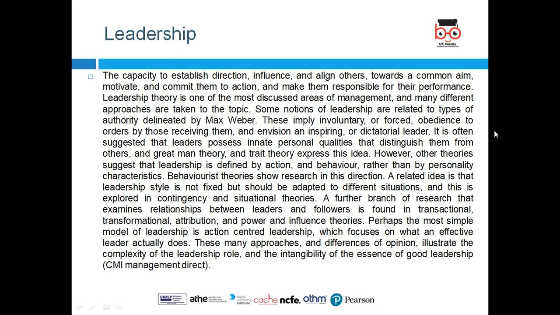So there are leadership theories, a lot discussed in management. Some leadership is related to types of authority. Some leaders really have some sort of authority. Some leaders force them to be obedient. Maybe some leaders are very inspiring. Some leaders provide the directions. So we'll discuss different leadership styles today as well.